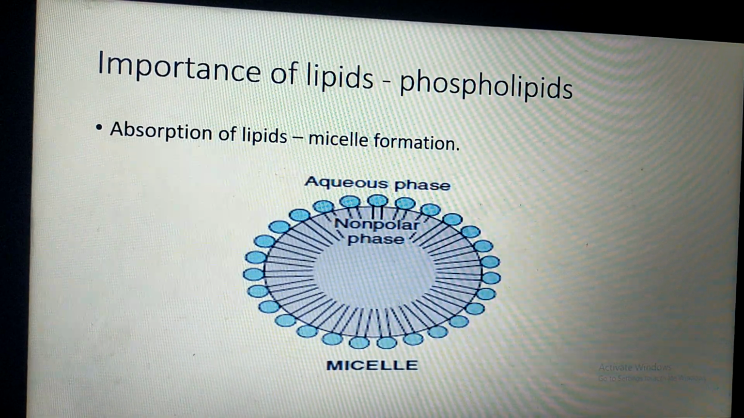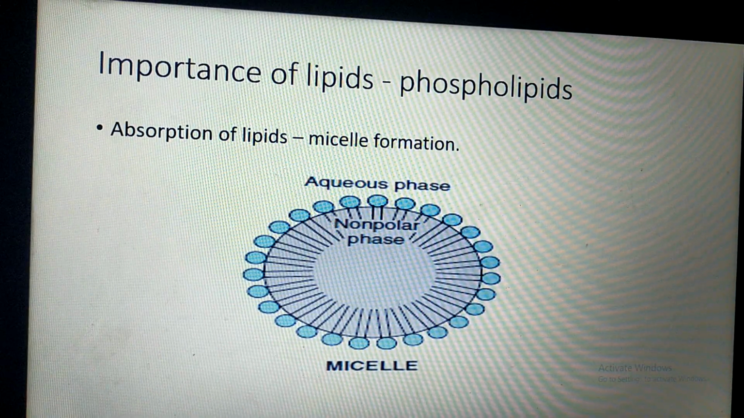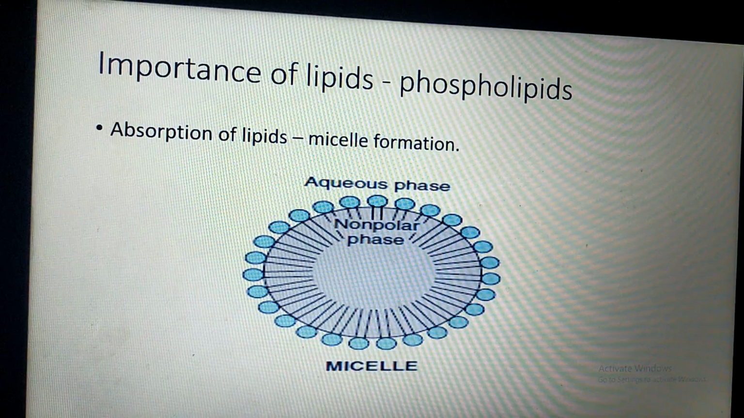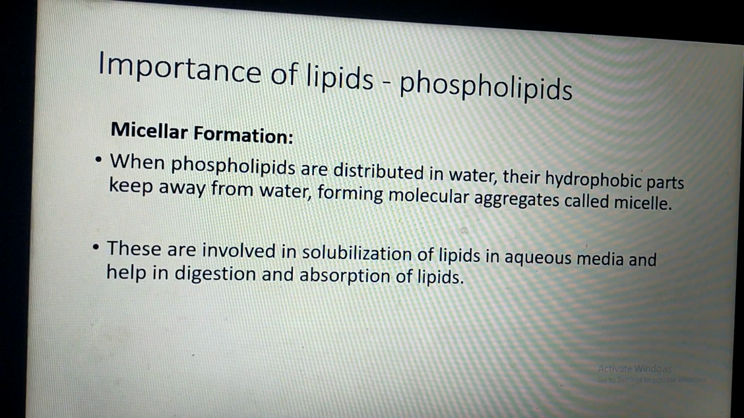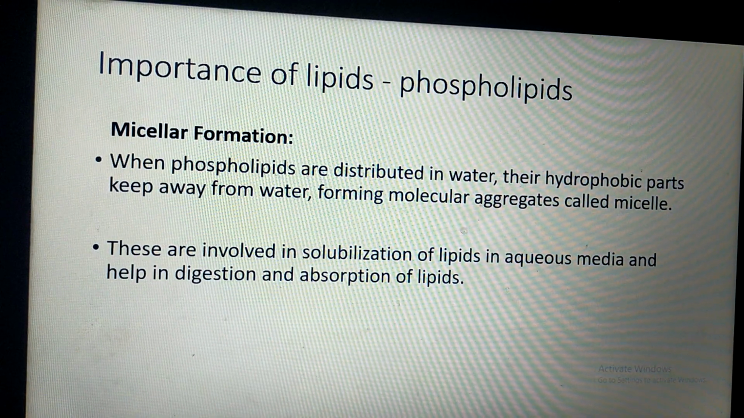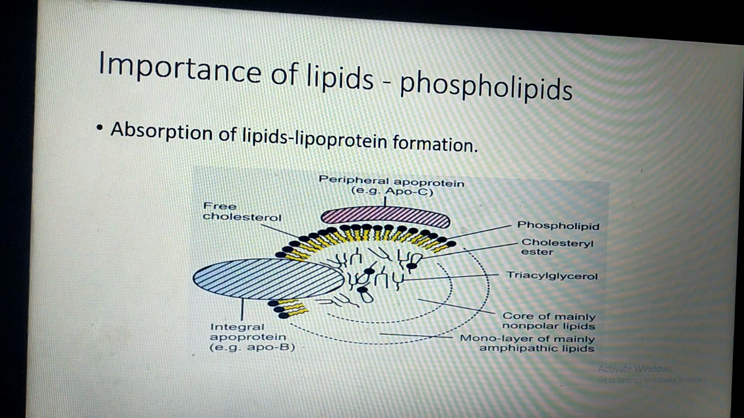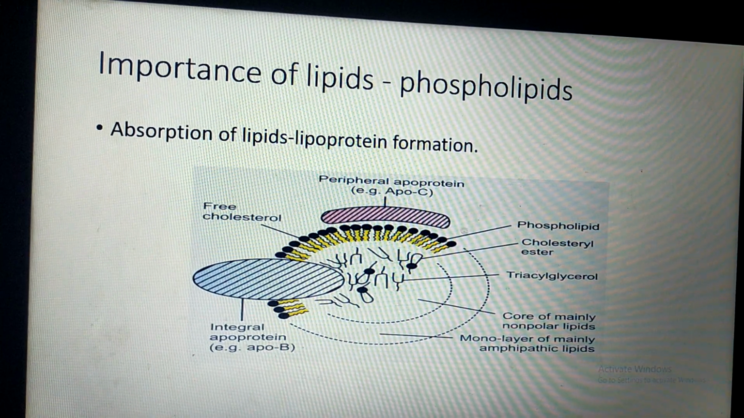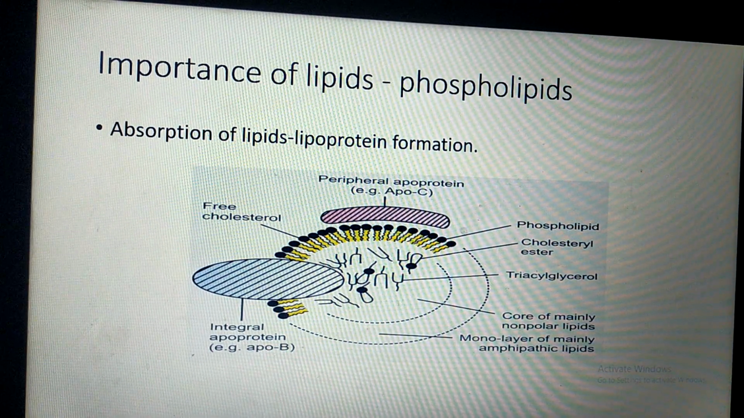Phospholipid forms micelles in the alimentary canal, which are required for absorption of fats. Phospholipids are also required for synthesis of lipoproteins, which are required for transport of lipids in the blood.